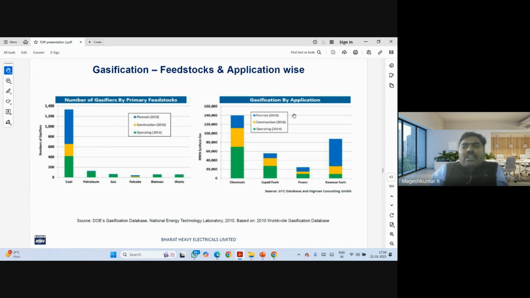And similarly, gasification by application. For coal, they are gasifying a lot of things. In this, what they are converting more was chemical. They are converting max presently. And then the second is gaseous fuel, then liquid fuel and power. Power is the least being used after gasification. Based on a 2010 survey, this was being given: how much gasification is done, what process had been used worldwide, it had been shown here.